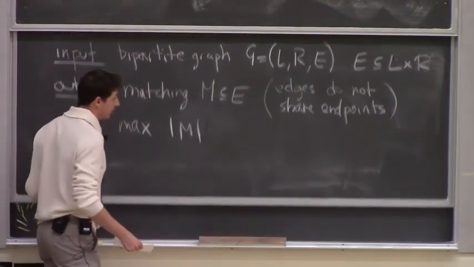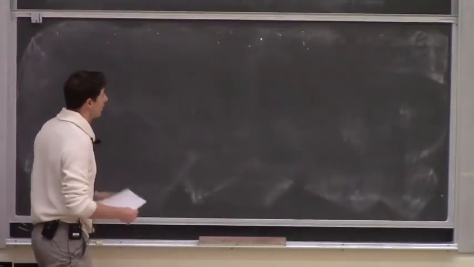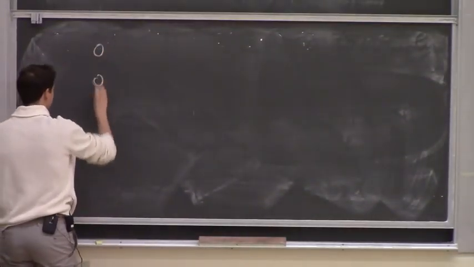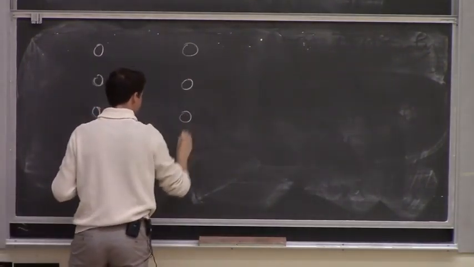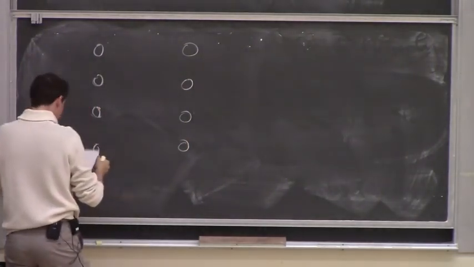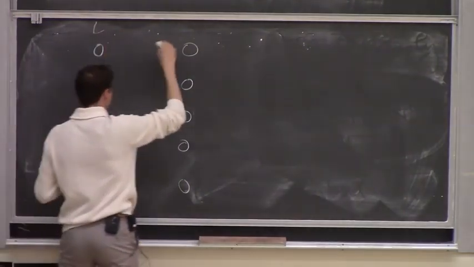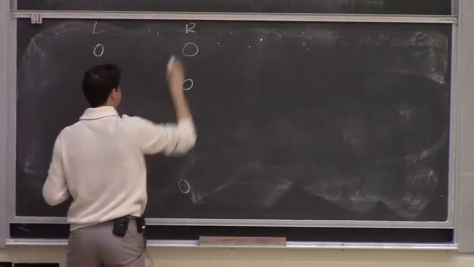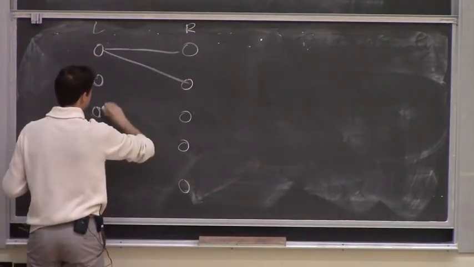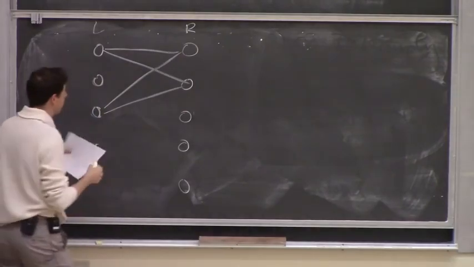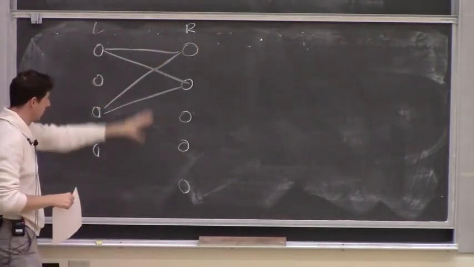All right, so pictorially, typically what you want to have in mind is this picture. You have things sitting on the left, things sitting on the right, and maybe they don't even need to be the same number. Maybe there are 4 left vertices and 5 right vertices. And your edge set could be doing all kinds of things. Notice that it's always between left and right. You don't have edges between lefts and between rights.